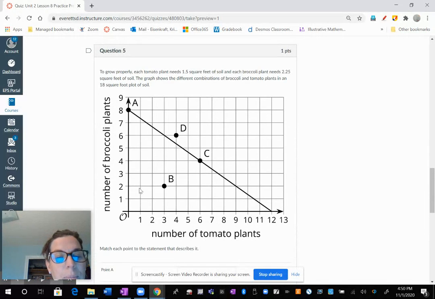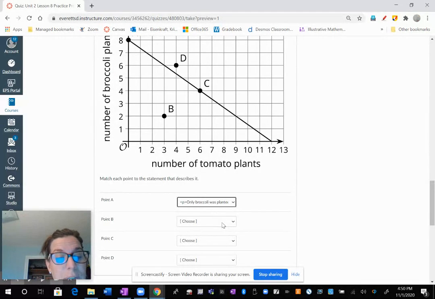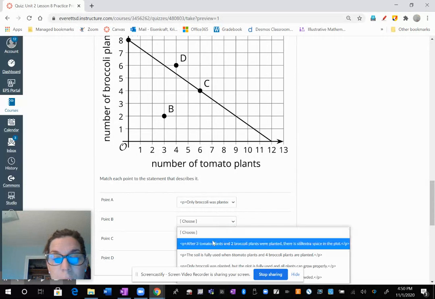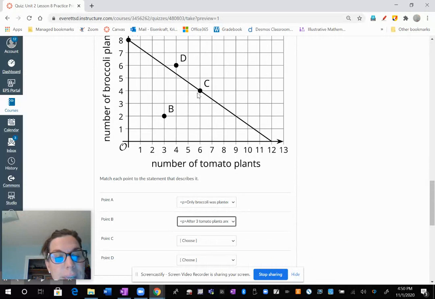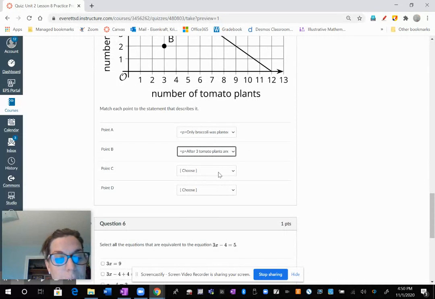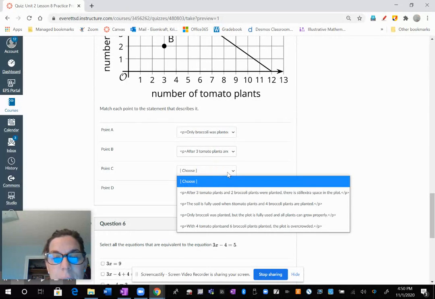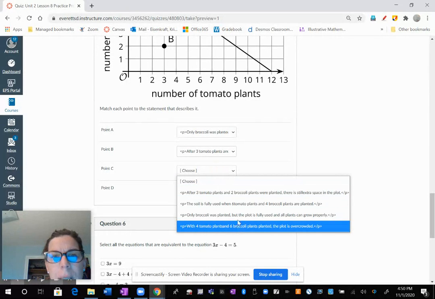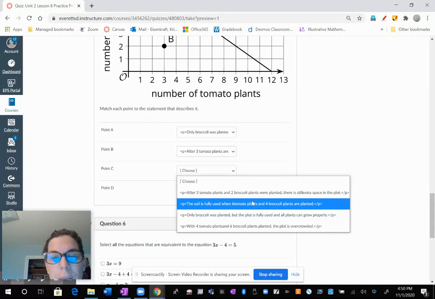Okay. Point B, it looks like the 3 tomato and the 2 broccoli, it's under the line. So that tells me it's less, and there's going to be enough space, but there's still more room. So 3 tomato plants and 2 broccoli plants, but there's still extra space. C, 6 tomato and 4 broccoli properly took up all the space. 6 tomato, 4 broccoli, fully used.